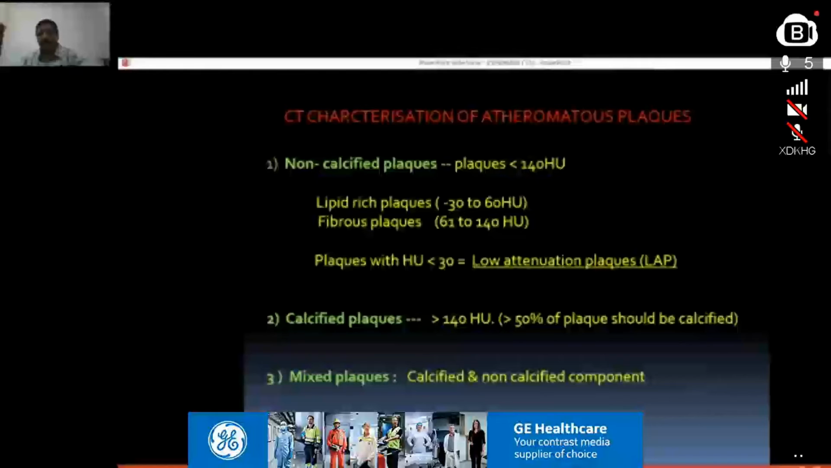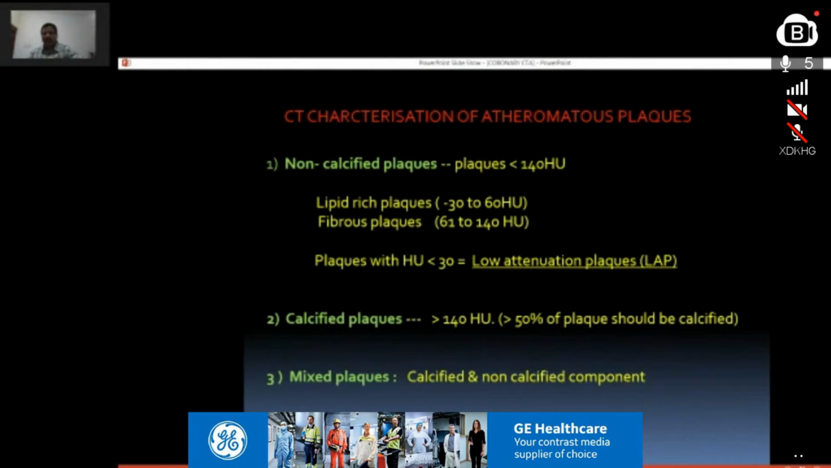Now, what are the plaques that you see on CT? Typically, you see three categories of plaques. The first ones are called non-calcified plaques, which have an average density of less than 140 Hounsfield units. These have been further divided into two categories: lipid-rich plaques, which have typical densities varying from -30 to 60 HU, and fibrous plaques, which have densities of 60 to 140 HU. Plaques which have a density of less than 30 HU have been termed low attenuation plaques.